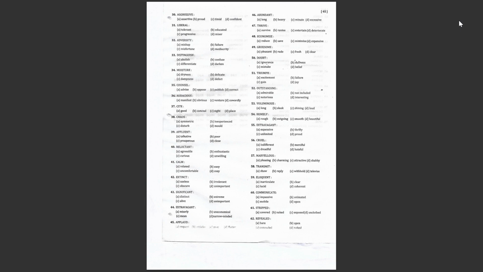Word 45 is applaud. Applaud means to praise. Laud, L-A-U-D, the word laud means to compliment. And applaud means to praise, to compliment, to flatter someone. The options are not very clearly printed. I'll just read it for you. A is request, B is criticize, C is pray, and D is flatter.